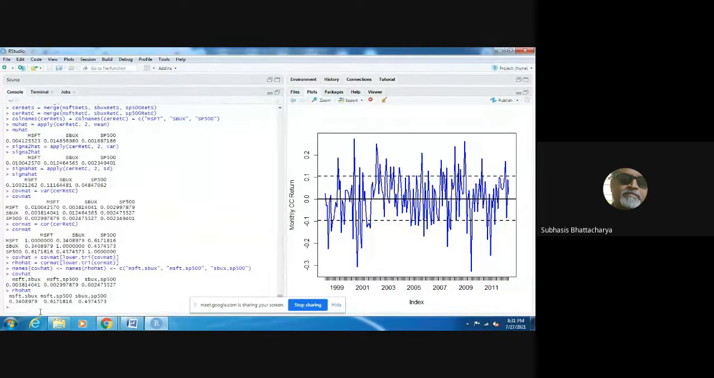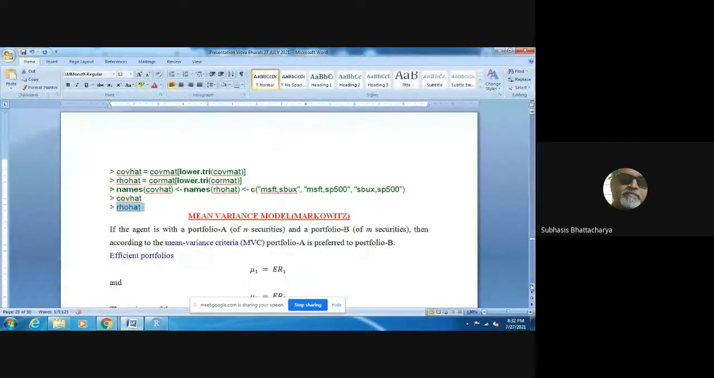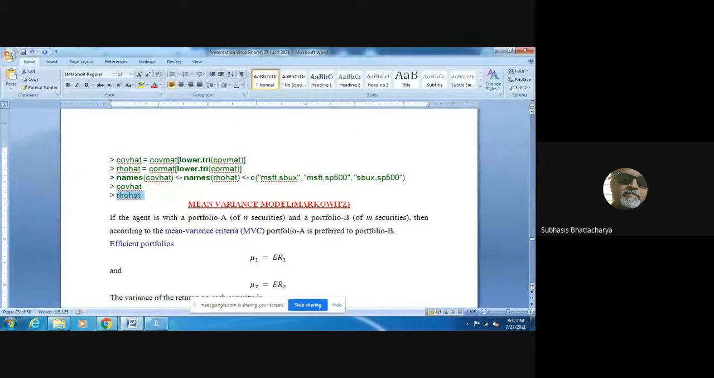These are the correlations, and the coefficients individually can be defined. That is between Microsoft and Starbucks, Microsoft and the S&P 500, and Starbucks and the S&P 500. So the next model, that is the Markowitz one. Suppose this situation happens where expected return is higher and risk is also higher.